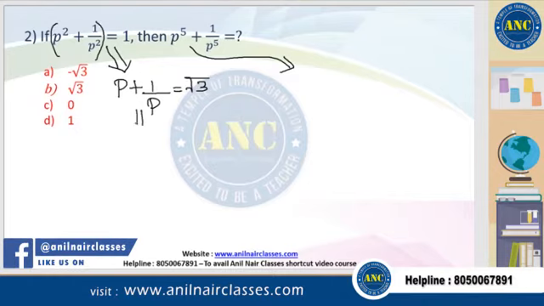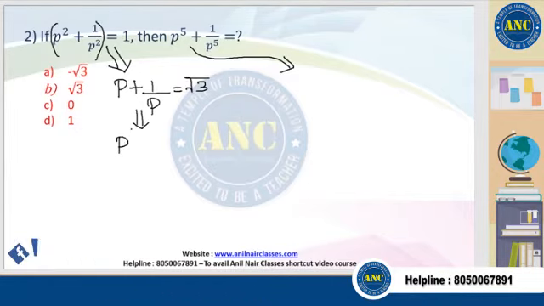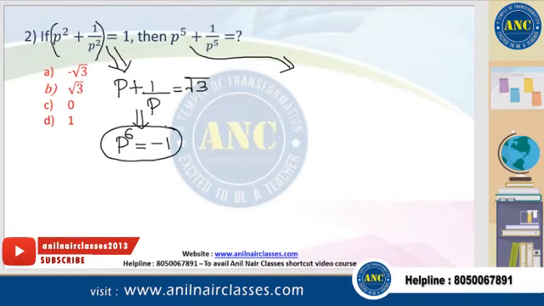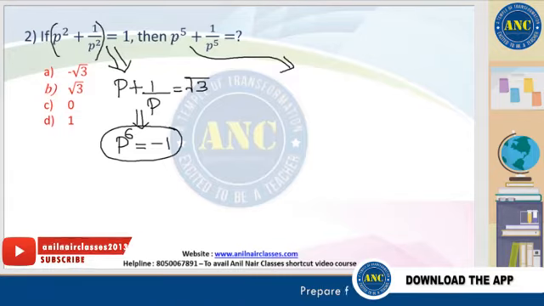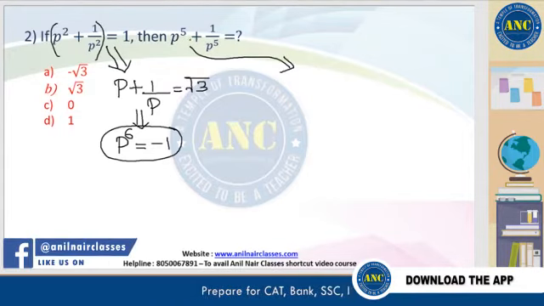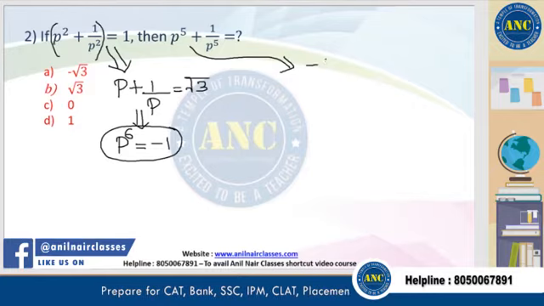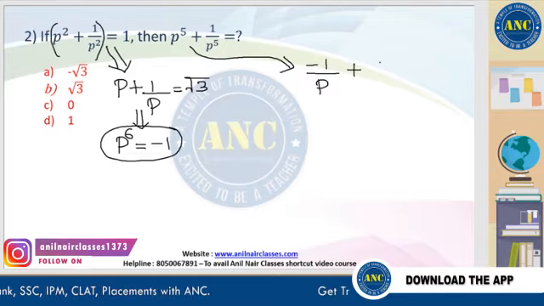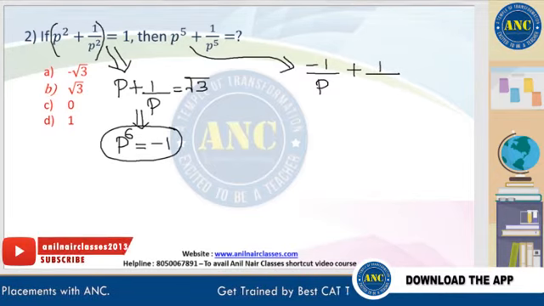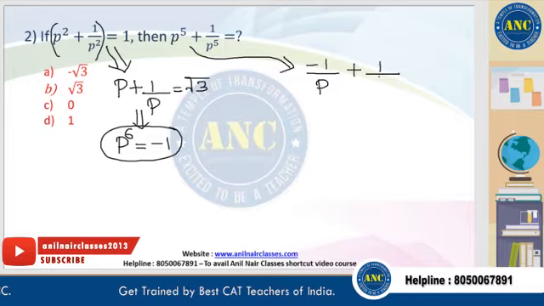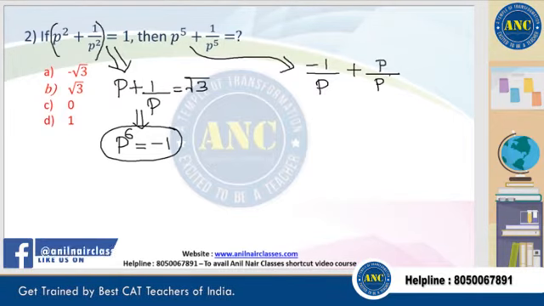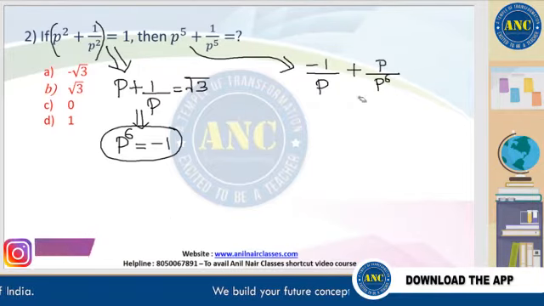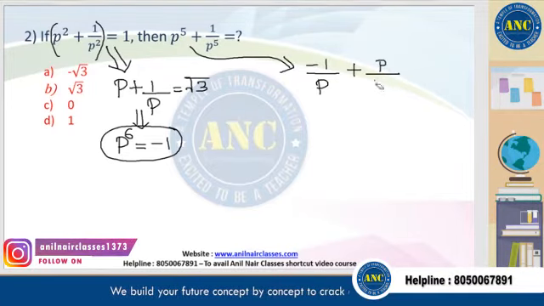Now if p plus 1 by p equal to root 3, then we know that p power 6 is minus 1. That means if we know p power 6 value, it becomes easy for us. But we have p power 5. P power 5 is p power 6 divided by p, and 1 divided by p power 5 can be written as p divided by p power 6. But we know that p power 6 value is how much? Just now we solved it. P power 6 value is minus 1.